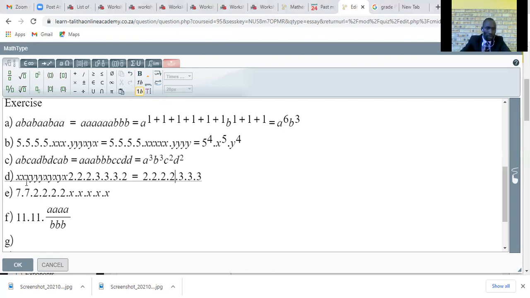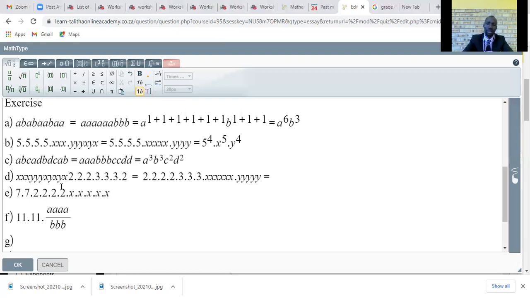1, 2, 3, 4, 5, 6. So there are 6 x's. So it will be like 1, 2, 3, 4, 5, 6. Then how many y's do we have? Well, 1, 2, 3, 4, 5. So this is 1, 2, 3, 4, 5. Yes. Now the next step after grouping is to count and indicate the exponent.